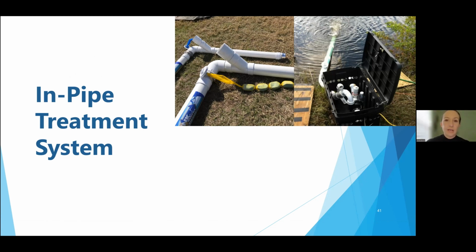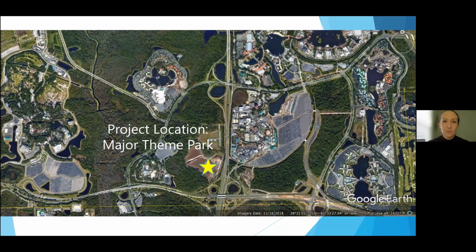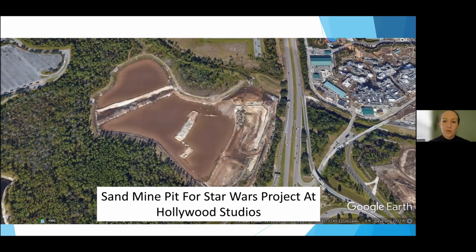The next example is an in-pipe treatment system. Again, this is the same principles, but we're doing that whole flocculation treatment in a closed pipe system and then discharging it into a basin. This was at a theme park when they were doing the Star Wars attraction. There was a large sediment basin that they were constructing during construction. It was for the Star Wars project at Hollywood Studios.